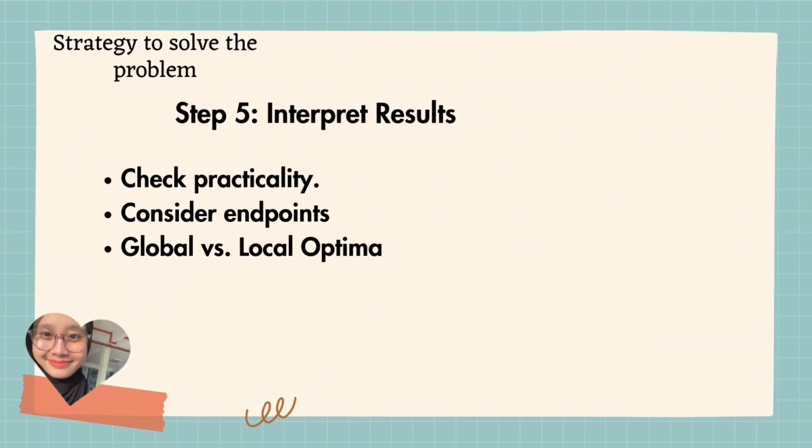And the last step is step 5, interpret results. First one, you have to check practicality. Ensure that the solution makes sense in the context of the problem. For example, if the problem involves producing units, the solution should not involve negative numbers of units. Then you have to consider endpoints. If the domain of the function is restricted, check the endpoints as potential maximum or minimum points. Then lastly, global versus local optima. Determine if the found optima are global, which is best overall, or local, which is best within a certain range.